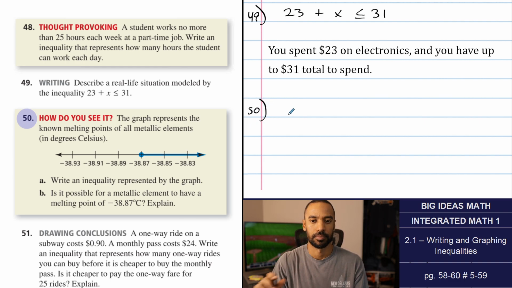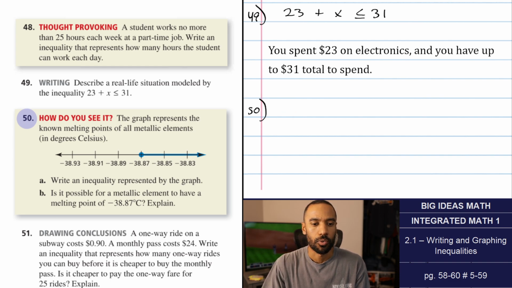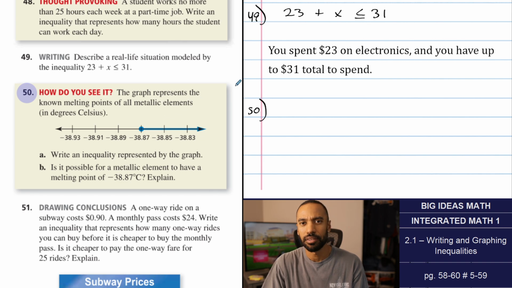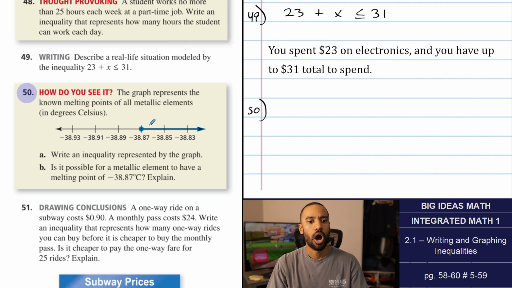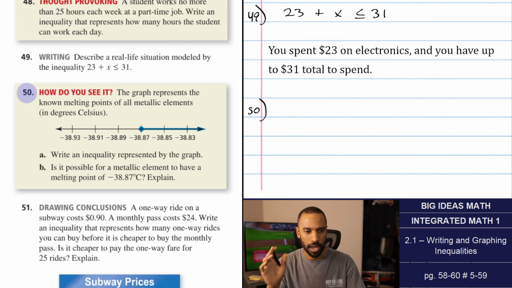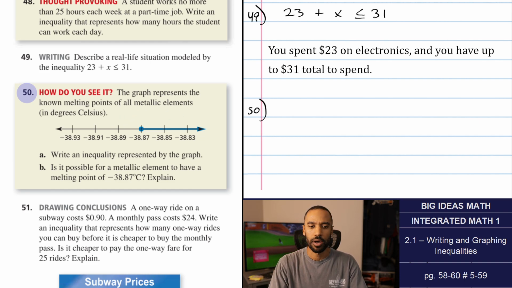Number 50. How do you see it? The graph represents the known melting points of all metallic elements in degrees Celsius. Why is it negative? Why would negative degrees Celsius be melting points of all? Oh, greater than or equal to. I'm sorry, I was thinking less than or equal to. Time out. Write an inequality represented by the graph.